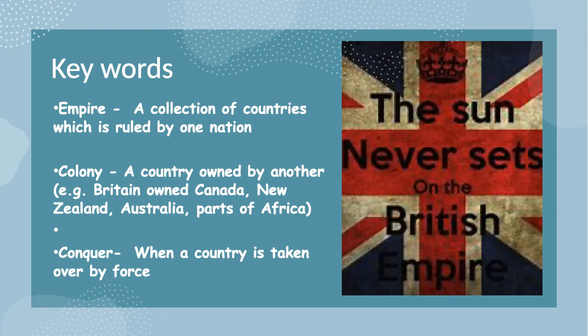So you've got 3 of them. So empire, and that's the name of a country or countries which is ruled by one nation. So when we talk about the British Empire, it's all the countries that are under our control. Colony, a country, a singular country that's owned by another, okay? So the colonies all together would make up the empire. And then conquer. When we conquer something, we take it by force, okay? It's taken over by force. They haven't asked us to rule them. We have forced them to let us rule them. Write those down for me, year 8.